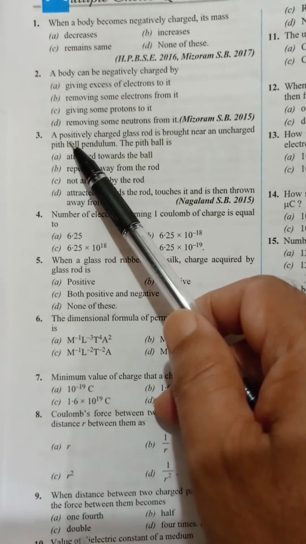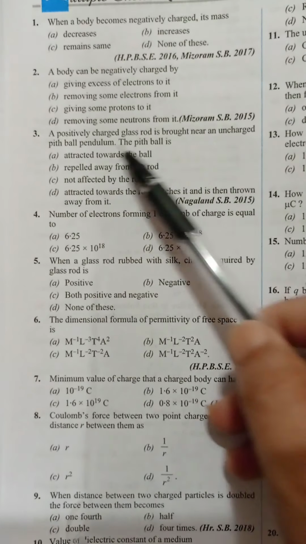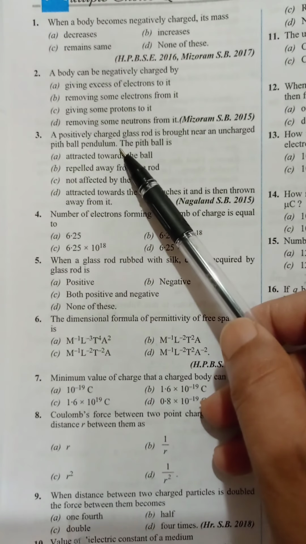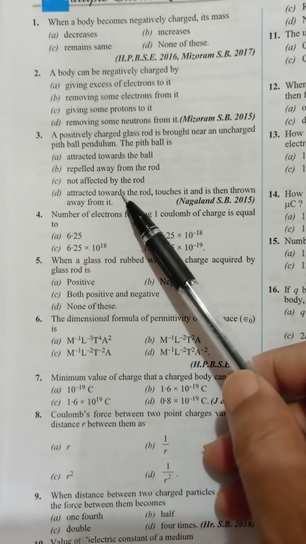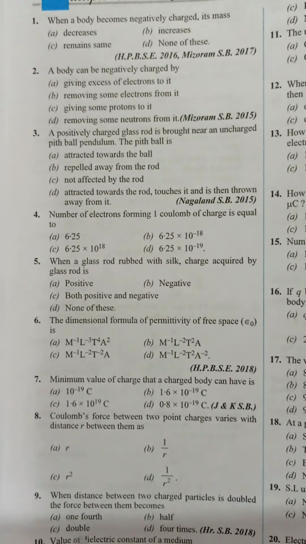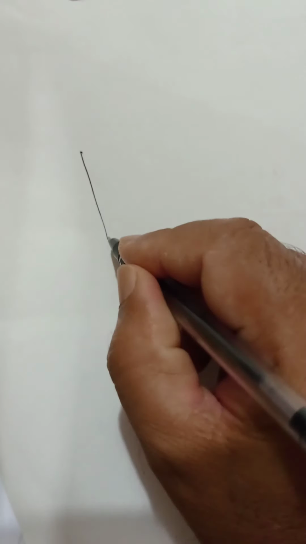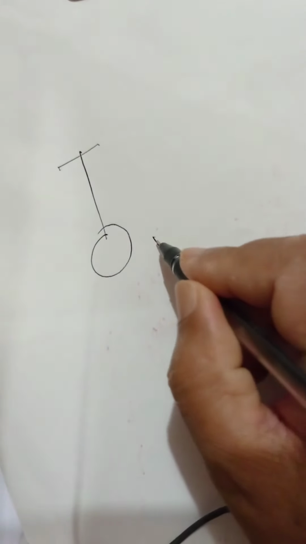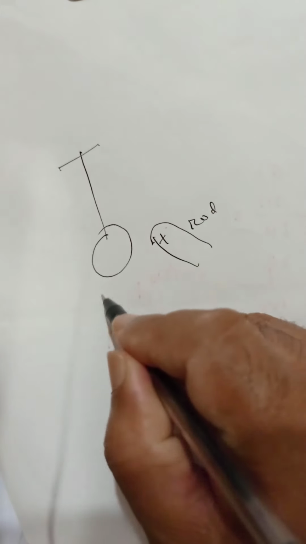Question number 3. A positively charged glass rod is brought near an uncharged pith ball pendulum. The pith ball is, the correct choice is D, attracted towards the rod, touches it and then thrown away from it. Why is it like this? This is the pith ball. It is initially neutral. As soon as the positively charged rod is brought very close to it, so this is the rod, this is the ball.